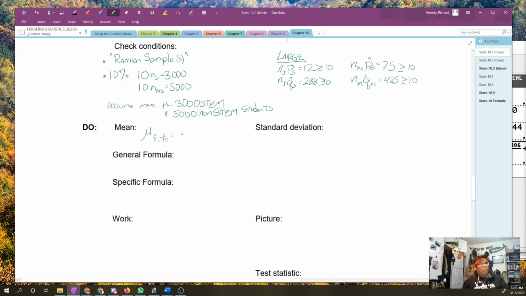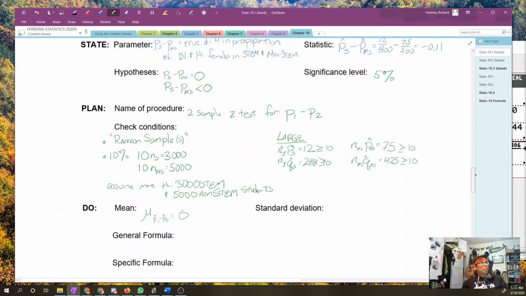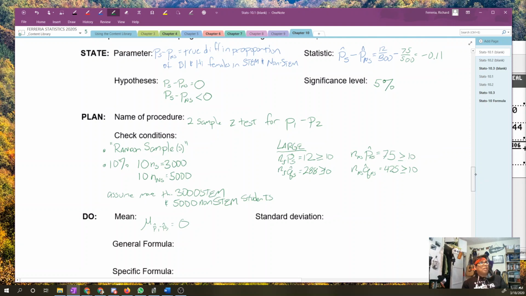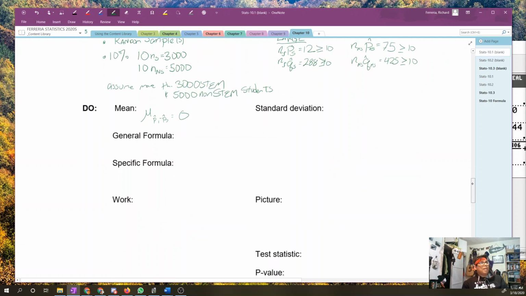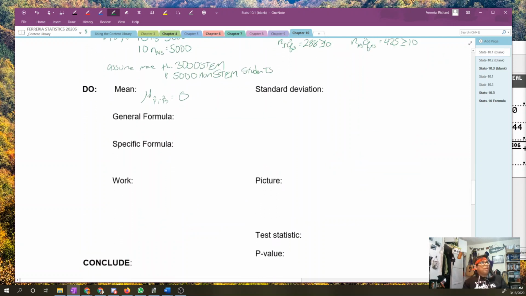That is equal to 0. How do I know that that's equal to 0? Well, because that's from our null hypothesis, which I forgot to write, null hypothesis here and alternative hypothesis here. So our null hypothesis tells us that pS minus pNS is equal to 0. Therefore, the mu of p1-hat minus p2-hat is also equal to 0.